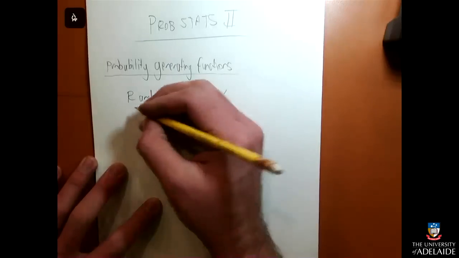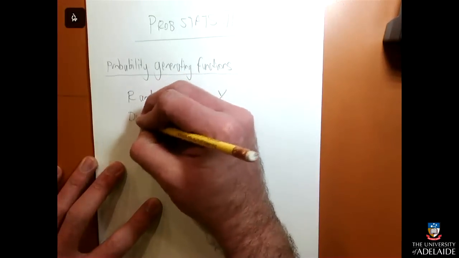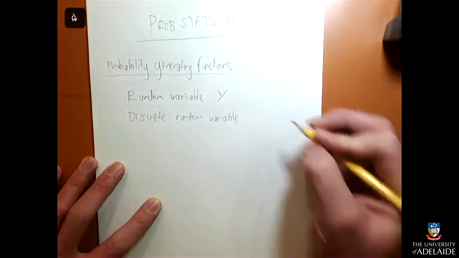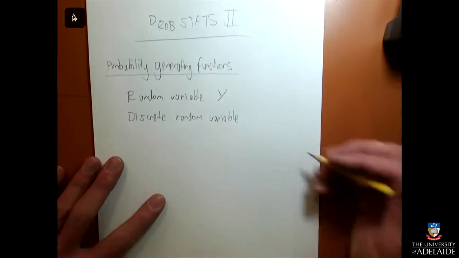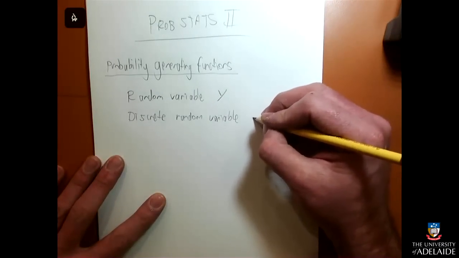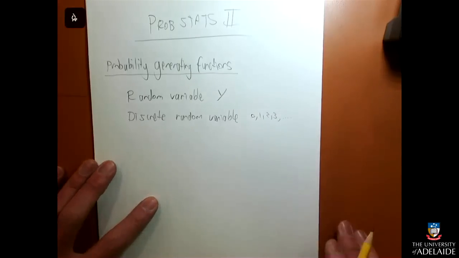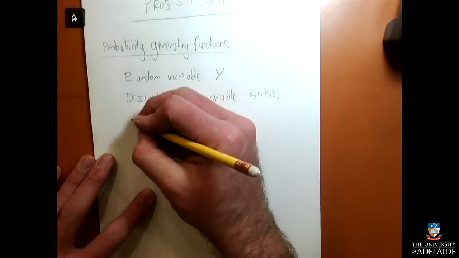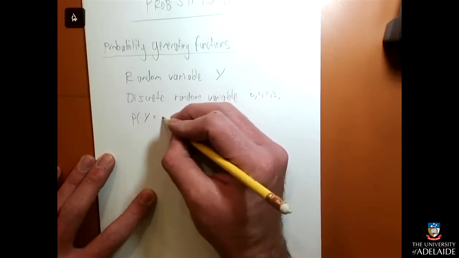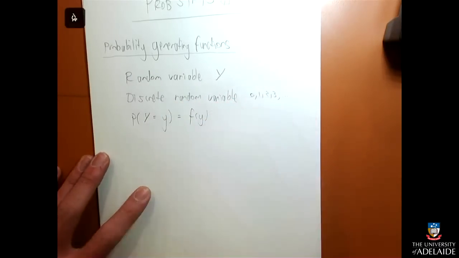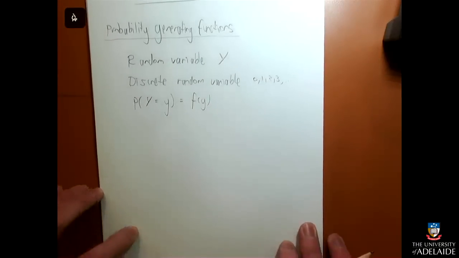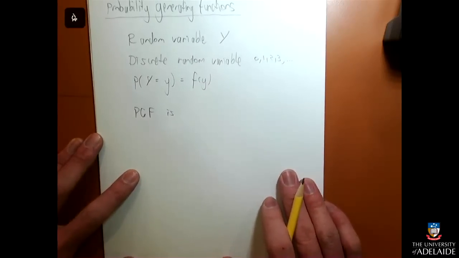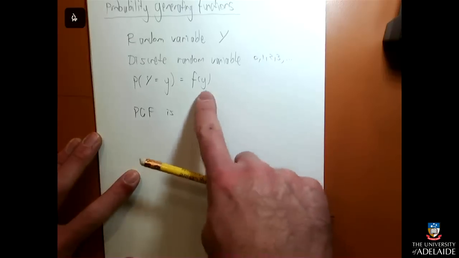So random variable y, and it has to be a discrete random variable on roughly the integers, where the options are 0, 1, 2, 3, etc. And then every number has a probability. So we're going to say that the probability that y is equal to the specific value y is f of y. All right, that's how we set it up. And then the probability generating function is like a polynomial, and the coefficients of the polynomial are the probabilities that go with those numbers.